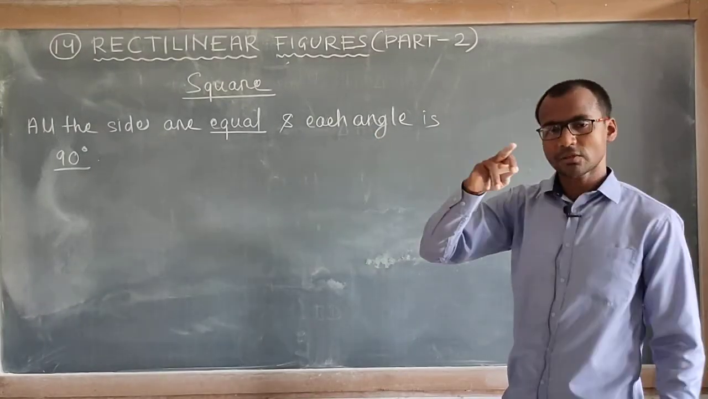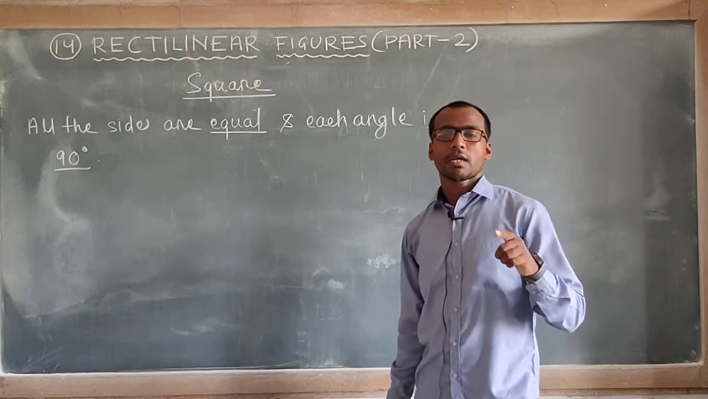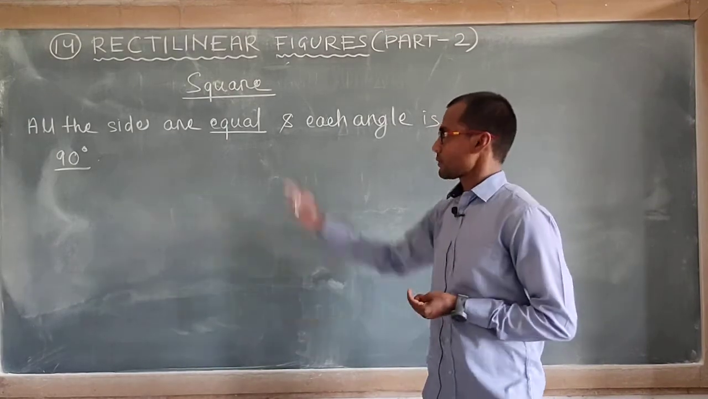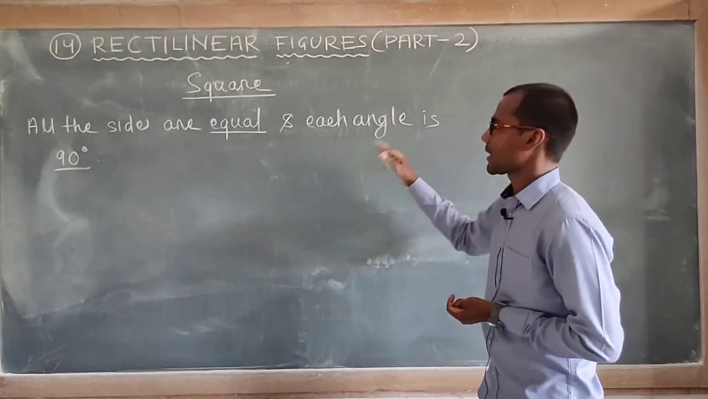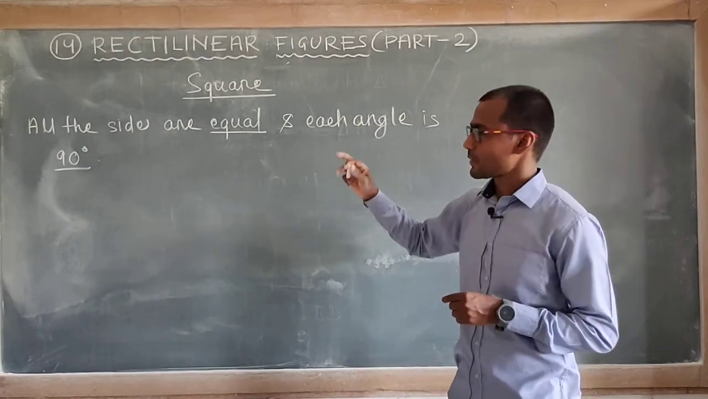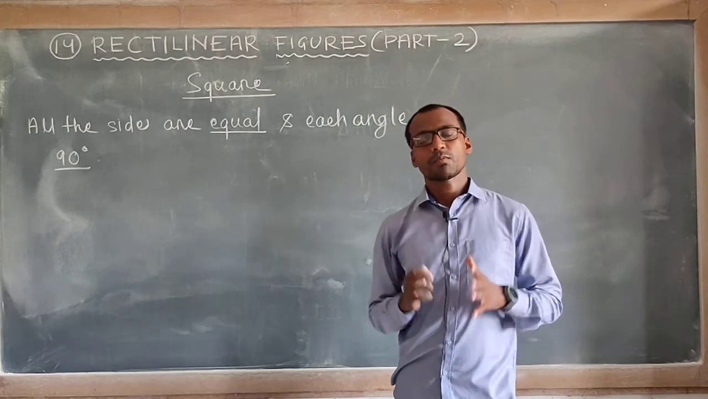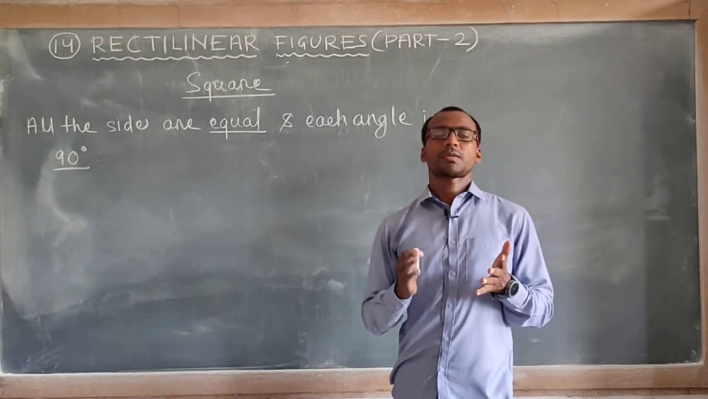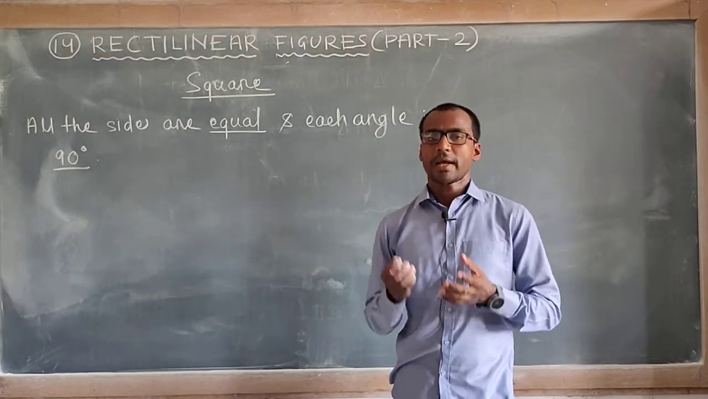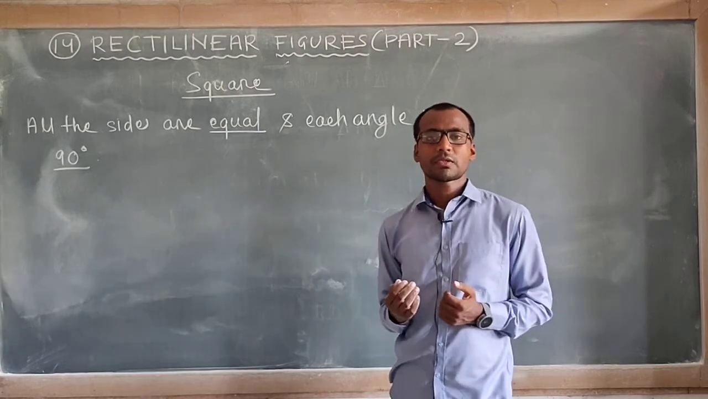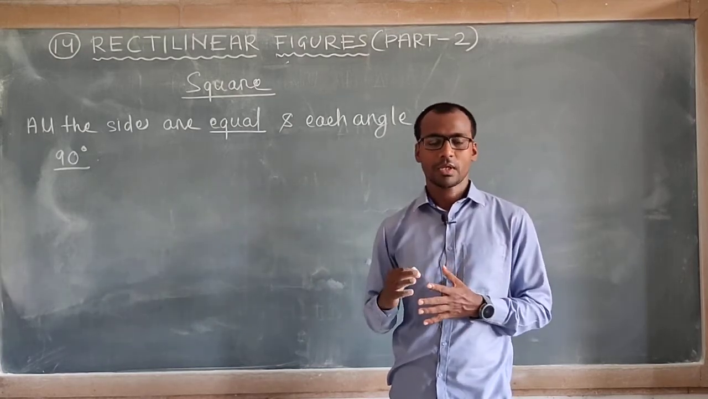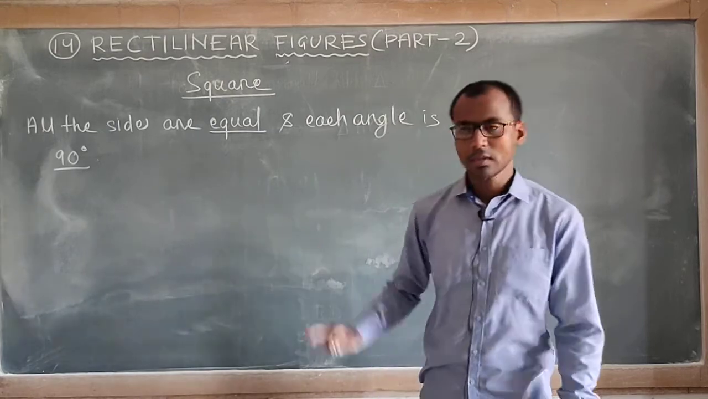This definition was in case of a rectangle. A rectangle is a quadrilateral in which each angle is 90 degree. A square is also a quadrilateral in which each angle is 90 degree. That means a square is also a special type of rectangle. So we can say a square is a special type of rhombus, and also a special type of rectangle. Actually it derives all the properties of a rhombus and a rectangle. I will show it in a diagram later on after this is over.